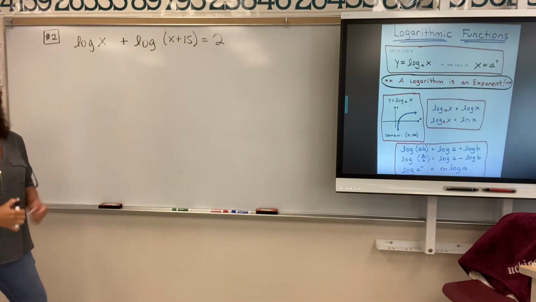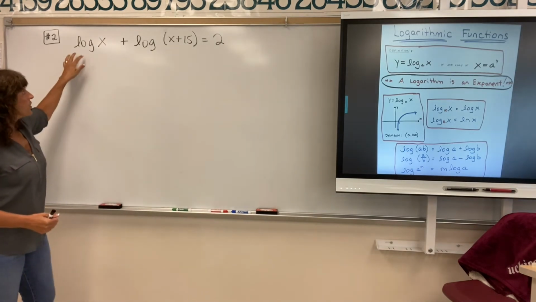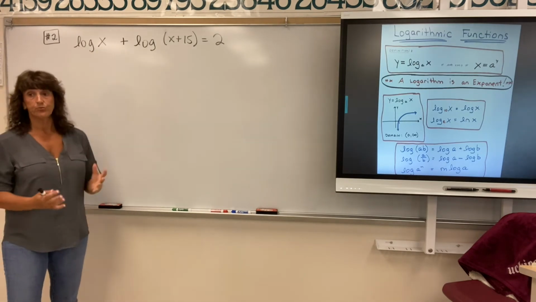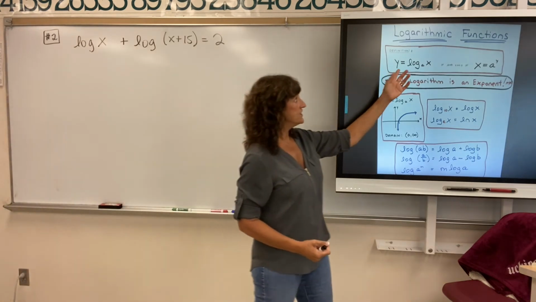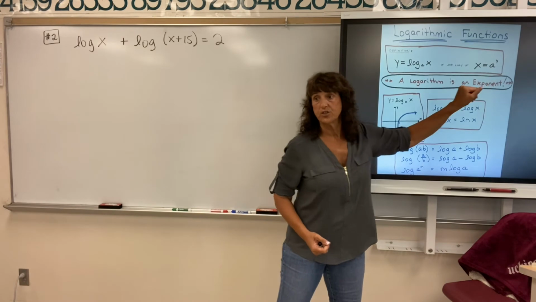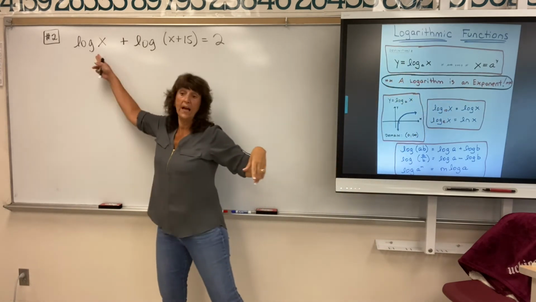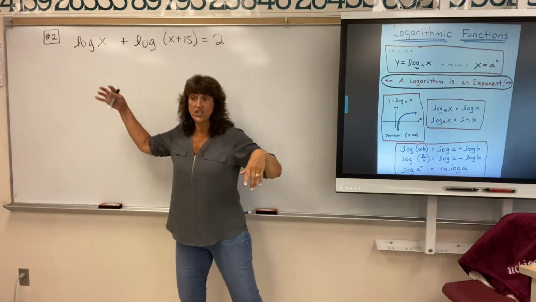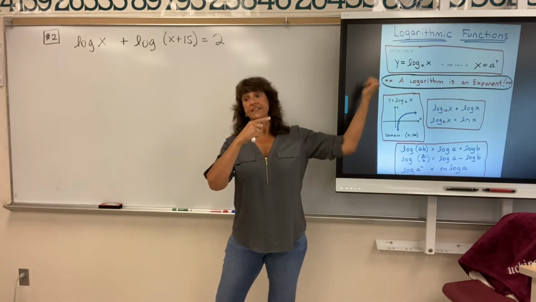We want to solve for x. x is inside a logarithm. So how are we going to solve for x? Well, we want to use the definition. We're going to write the logarithm in exponential form. But if you look at the definition, in order to change a logarithm to exponential form, you've got to have one logarithmic expression. We don't have one, we have two logarithmic expressions. So we're going to need to change the two logarithmic expressions into one using our properties, and then apply the definition.